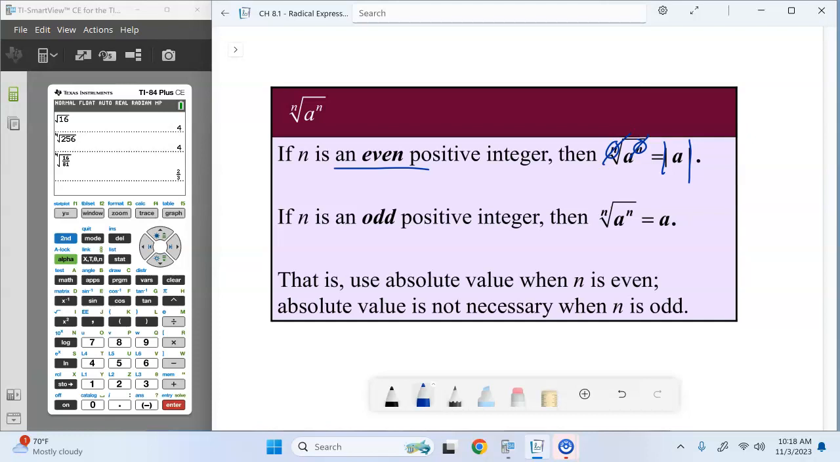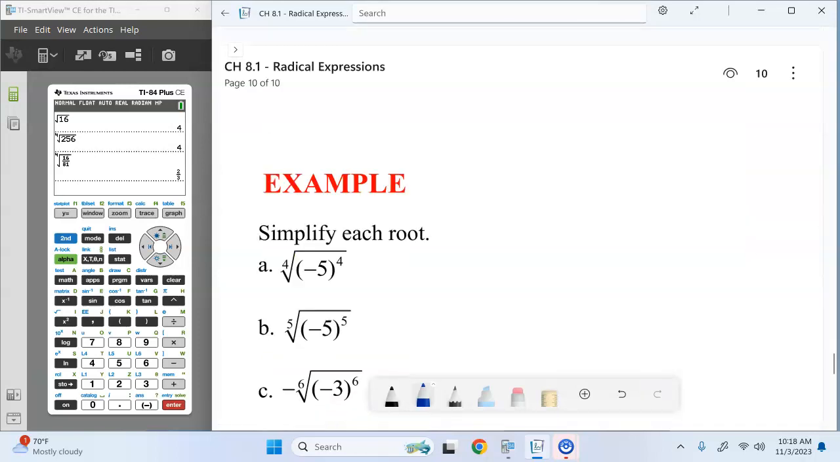Okay? If we have an odd index, we can just cancel it. No need for the absolute value. All right? So we only use absolute value when n is even, not necessary when n is odd.